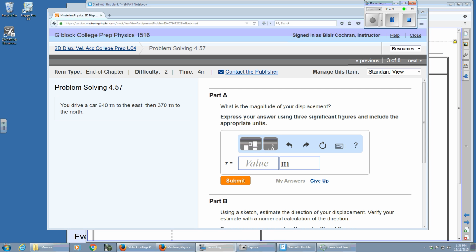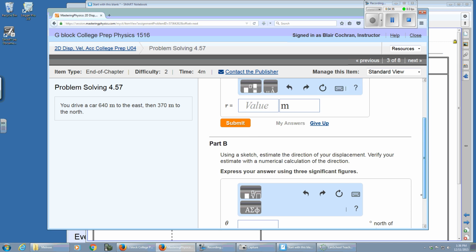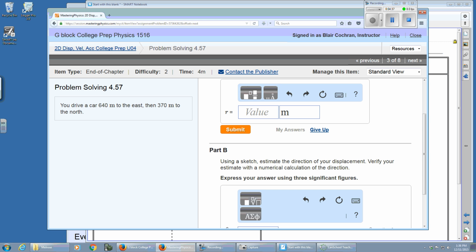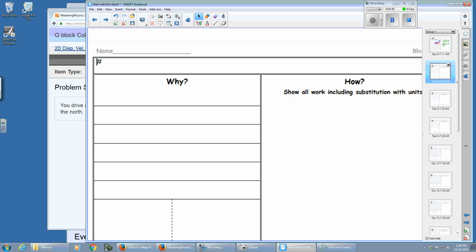So 4.57. We drive east and then drive north. They want to know the magnitude, and they want to know how far north of east you point. Oh, so it's like the last one except the other way around, right? So to grab a vector sheet again, I should just move these to the top.